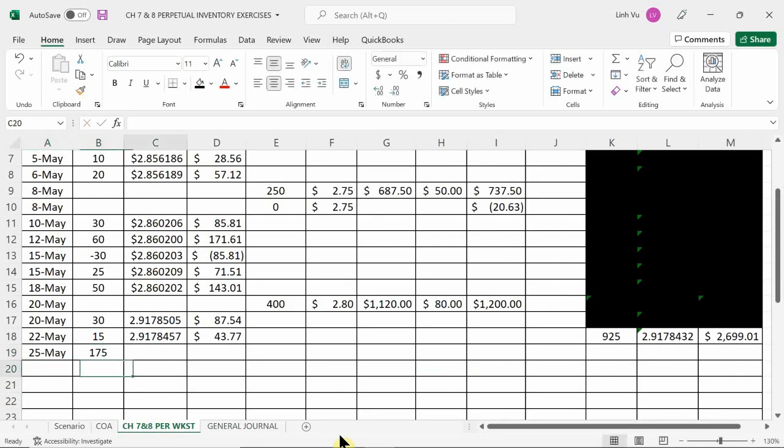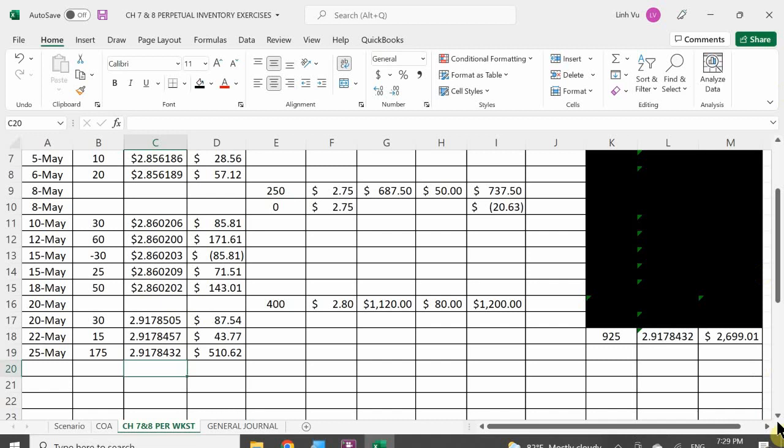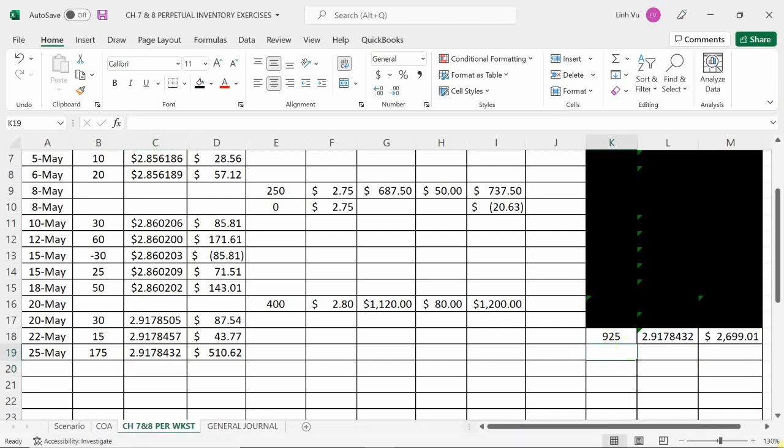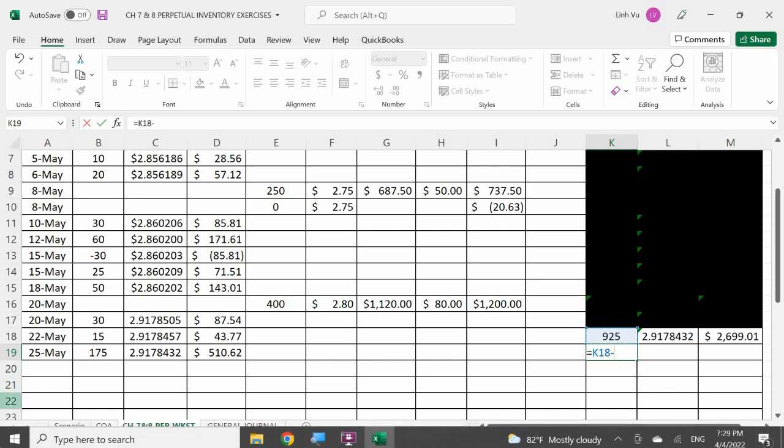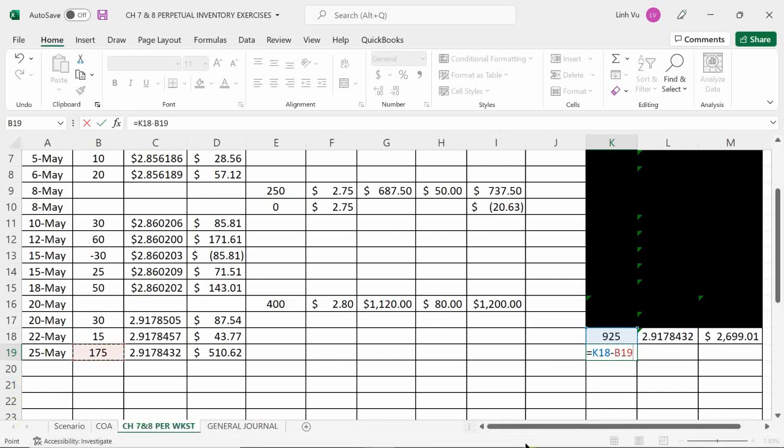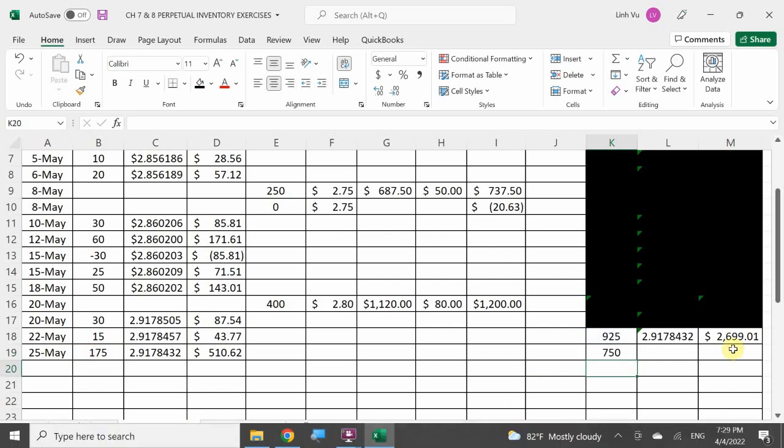We sold 175 mugs at a total cost per item of $2.91, which again is going to give me a grand total cost of goods sold to be $510.62. So I need to adjust my inventory because I no longer have 925 units. I end up selling 175 of them. So I'm left with 750 units. Okay?